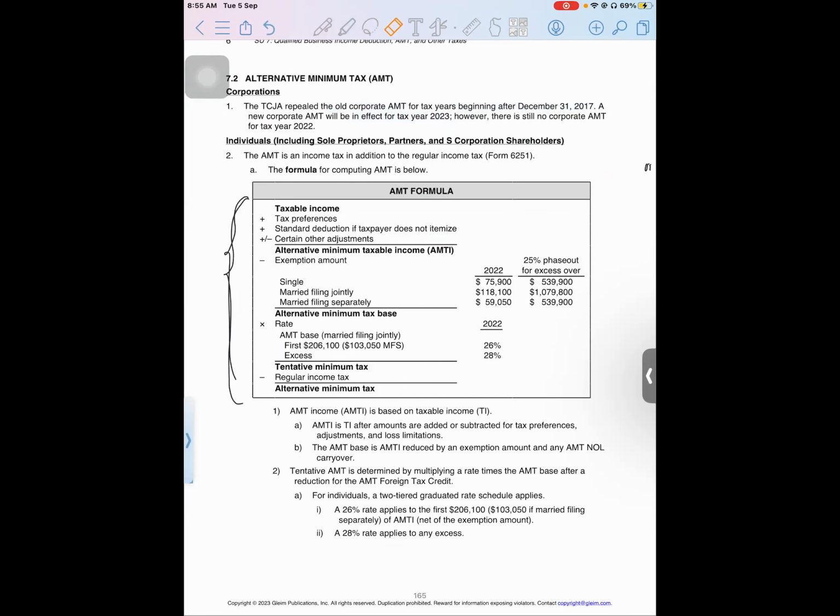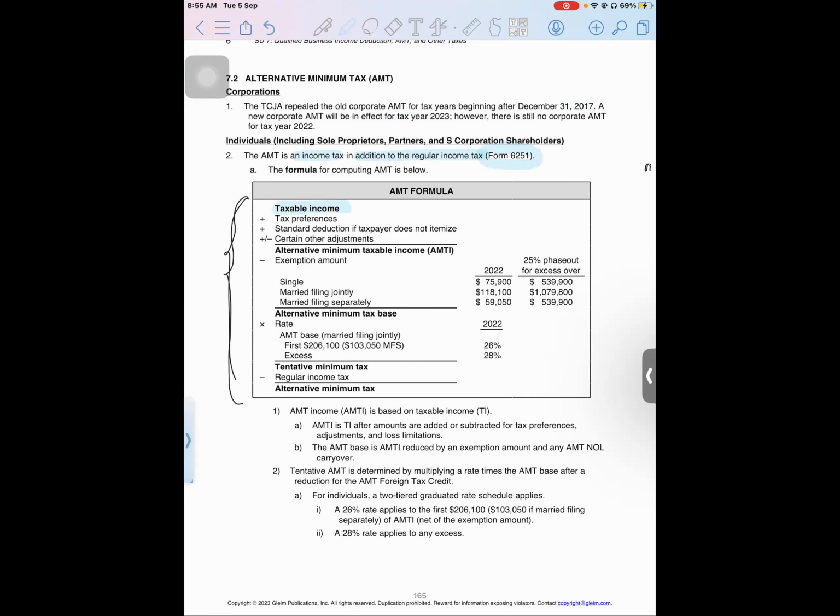let's see the calculation. AMT is the income tax that is in addition to regular tax. And the form number which is used to calculate AMT is 6251. Okay, 6251 is the form number in which the whole AMT calculation is done. So what is the formula? First of all, we'll take the taxable income. Taxable income means after deducting our adjustments, after deducting my standard deduction, after deducting my QBI, everything when I deduct, and whatever is my taxable income, ultimately on which the tax rate is going to be applied, that I'll take.